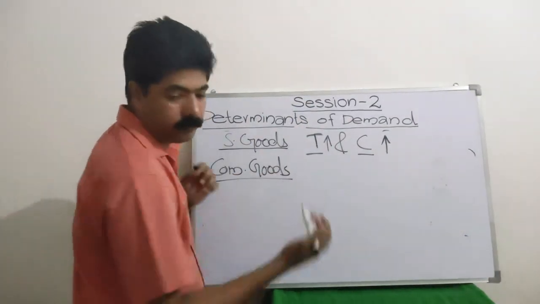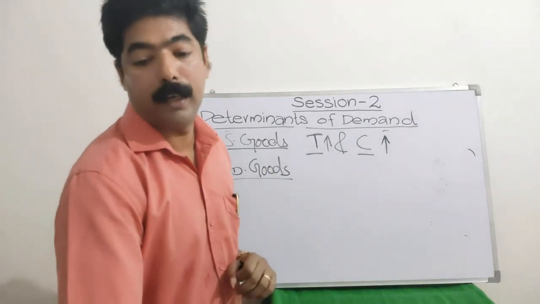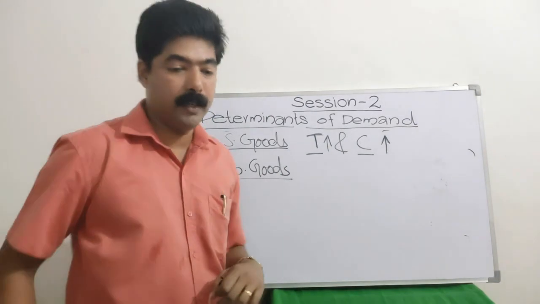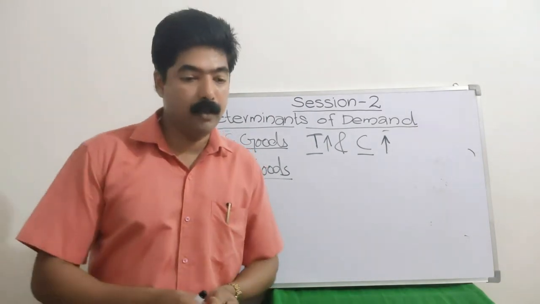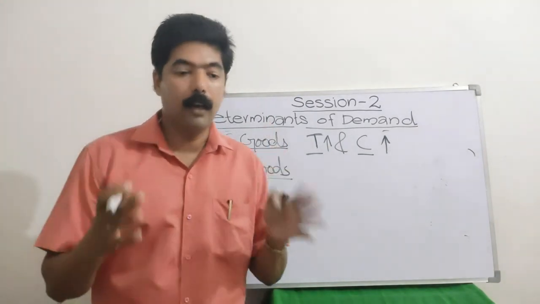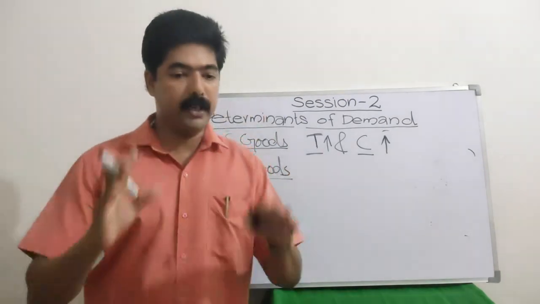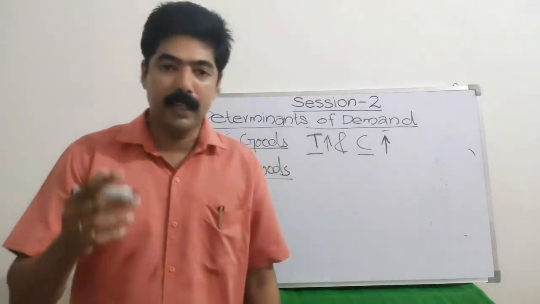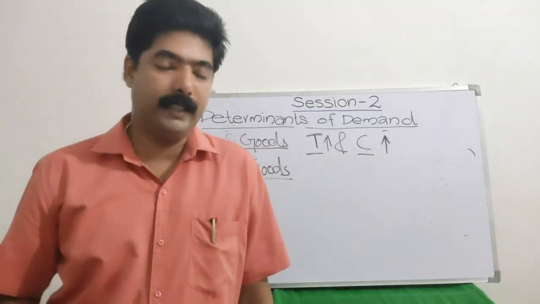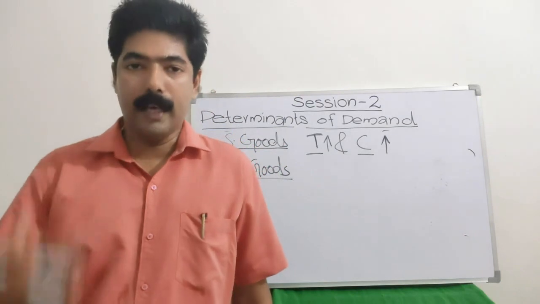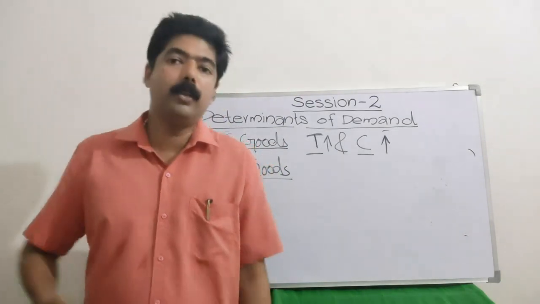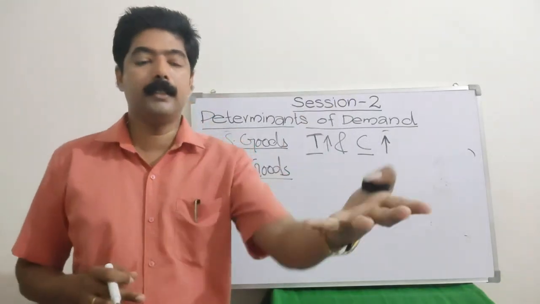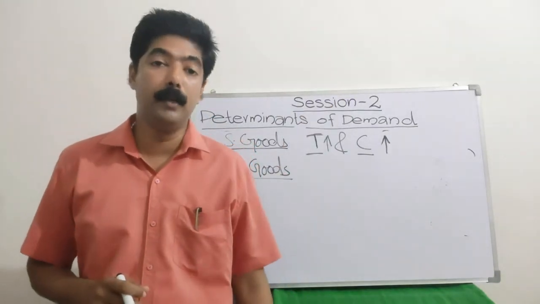Complementary goods. What are known as complementary goods? Complementary goods are goods which are complementary to one another. That means they can be used together for the satisfaction. In order to satisfy our wants, both the commodities are to be utilized together. Then only this can be termed as complementary goods.